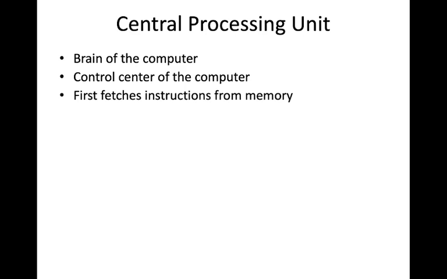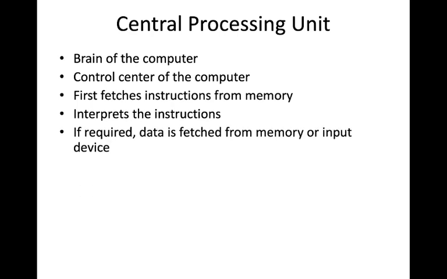What it does is, it first fetches the instructions from memory. In order to execute something, it first fetches instructions from the primary memory or the RAM. Then it interprets the instruction. It has to understand what that instruction is. Then, if required, data is fetched from memory or an input device. Maybe some instructions require some more data to be fetched, so it will fetch it from memory, or from the input device. That will also be done by the CPU.